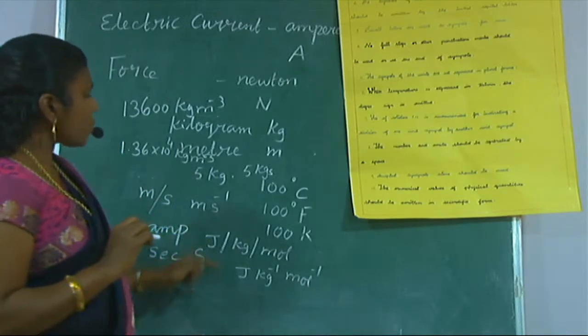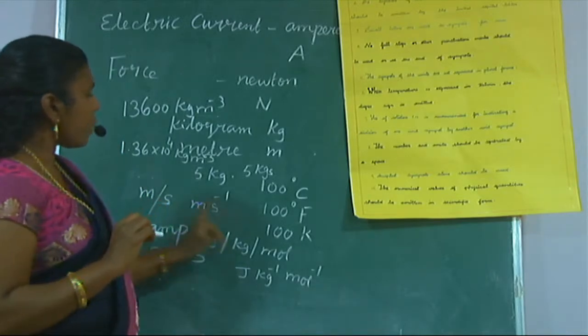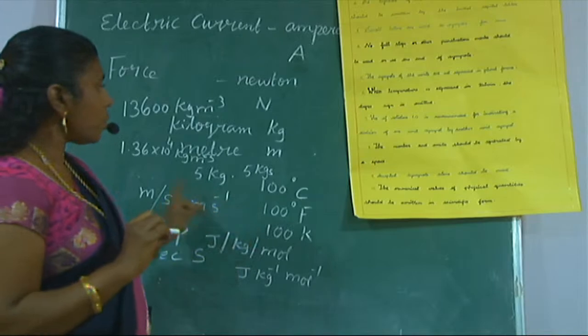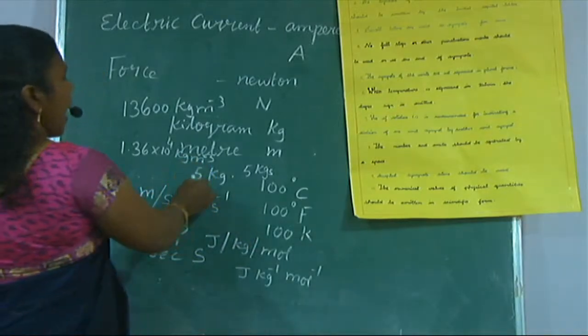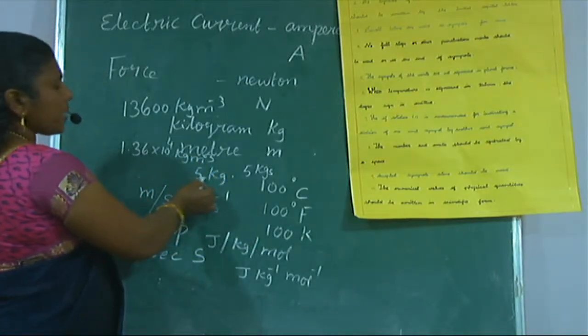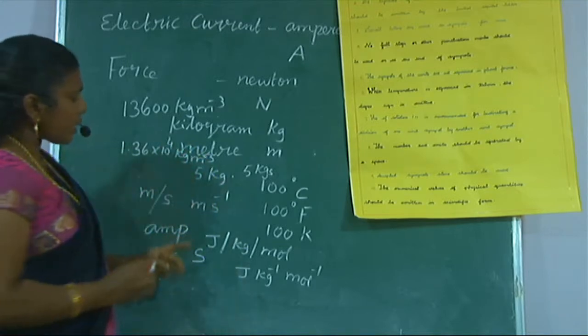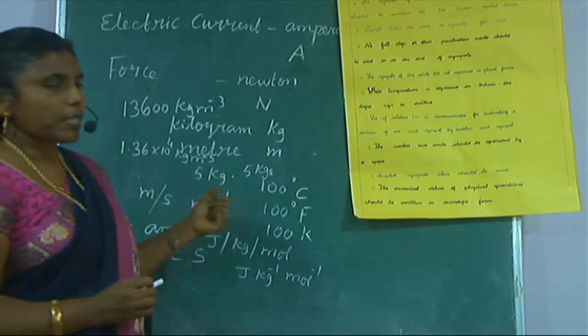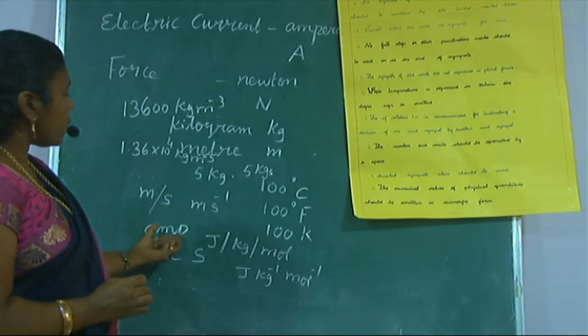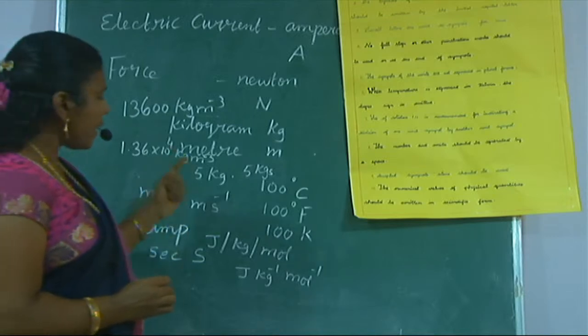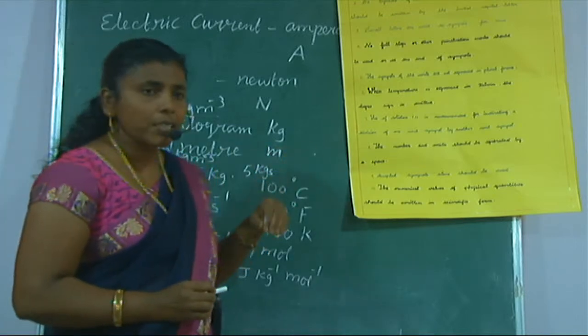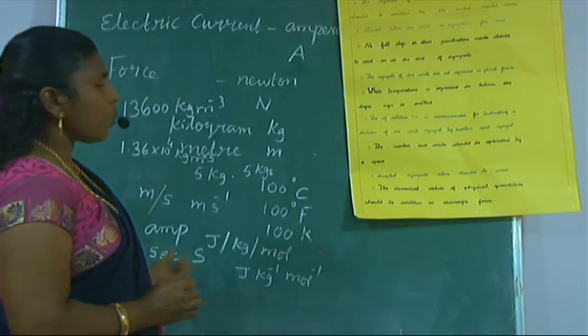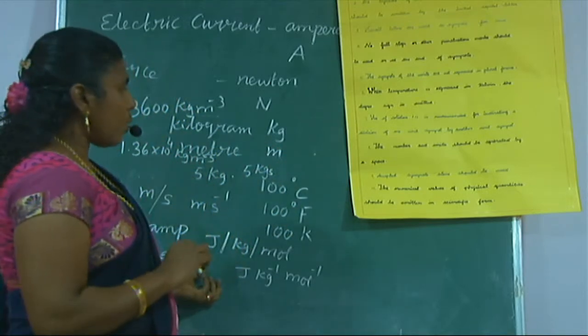Then the use of the solidus symbol: only one solidus we have to use in a unit. Then the number and the unit should be separated by a space. Then only accepted symbols we have to use. For example, ampere should not be written amp, only capital A alone should be used. Second, second should not be written SEC, only the symbol s alone should be used.